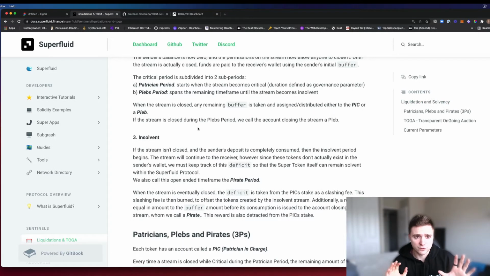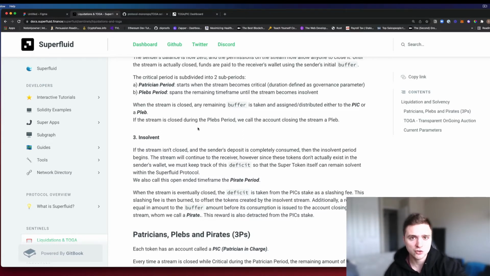From the Sentinel's point of view, this critical period is divided into 2 sub-periods. The first is the patrician period, or the priority period as it's sometimes called, and the second is the pleb period. If a stream is closed during the patrician period or the priority period, the entity that's going to receive the buffer reward, the remaining buffer reward, is going to be the patrician, or the patrician in charge.